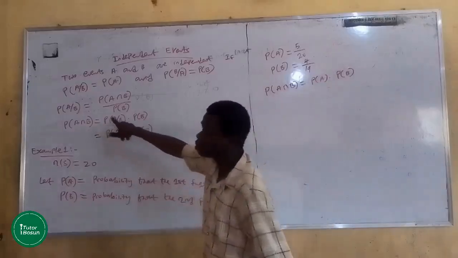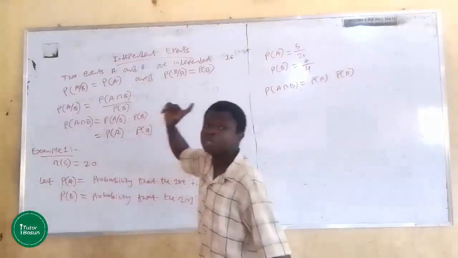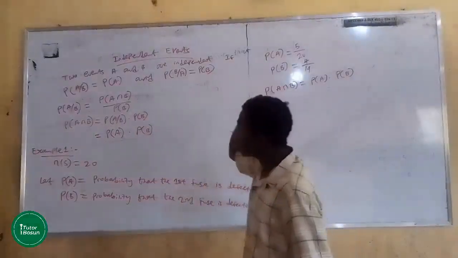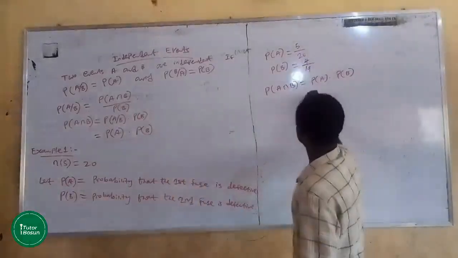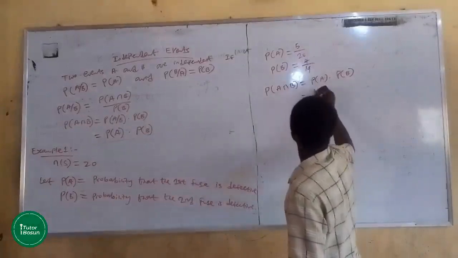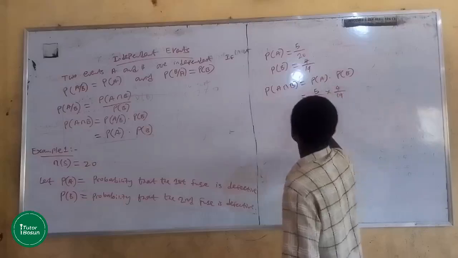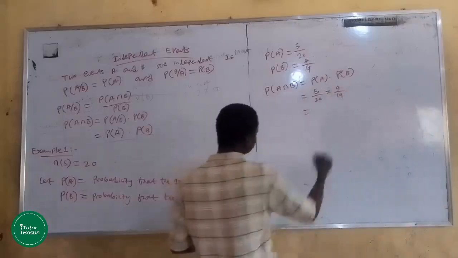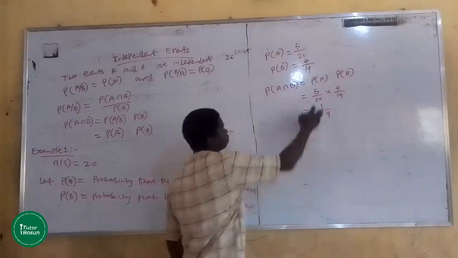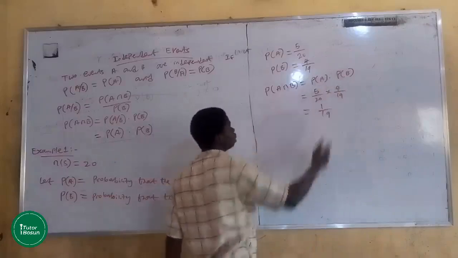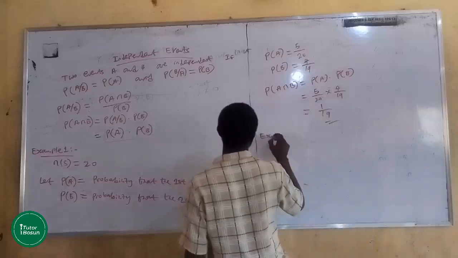So we said the conditional probability of A given B multiplied by the probability of B is equal to the probability of A intersection B. And since the two events are independent, the probability of A given B reduces to the probability of A. So definitely this becomes 5 over 20 multiplied by 4 over 19. And if you do that very well, you will be left with 1 over 19, because 5 times 4 is 20, 20 cancels 20, and we are left with 1 over 19. And that's that. Example 2.